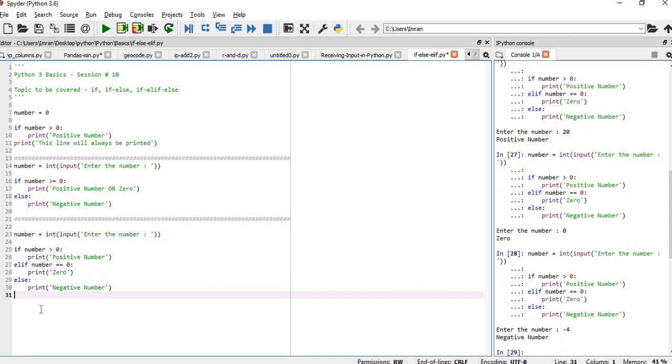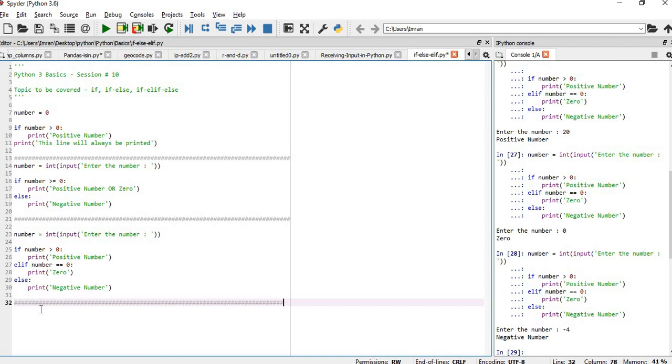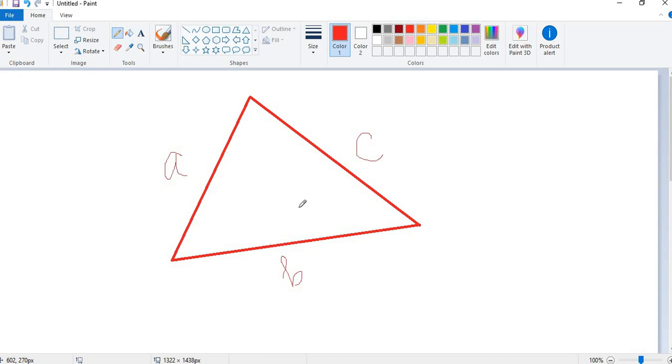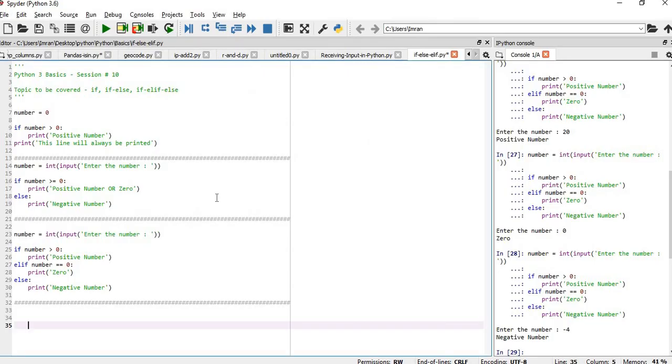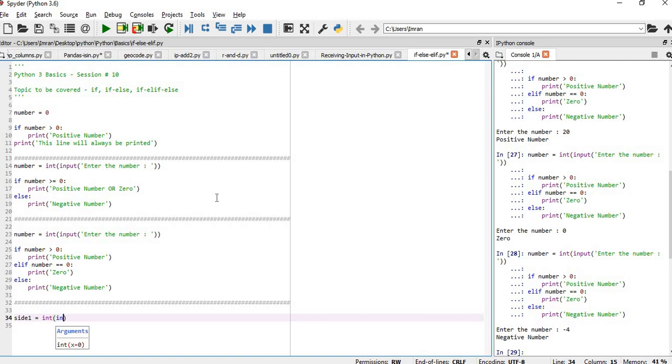Now to give you a more detailed understanding of else if, we will create the logic of a triangle, and then we will find out whether the triangle is a scalene triangle, a right angle triangle, whether it's isosceles or equilateral, or whether it can be formed at all. So suppose this is my triangle and these are the sides A, B, C. In our program we'll say side 1, side 2, side 3. So we will get 3 inputs. Side 1 is equal to int of input.